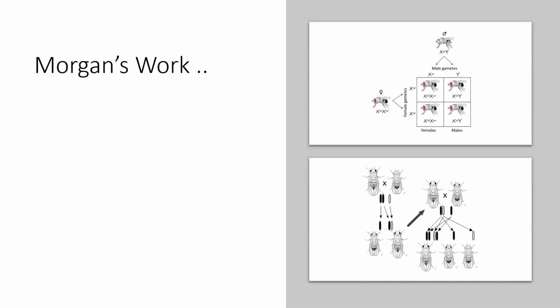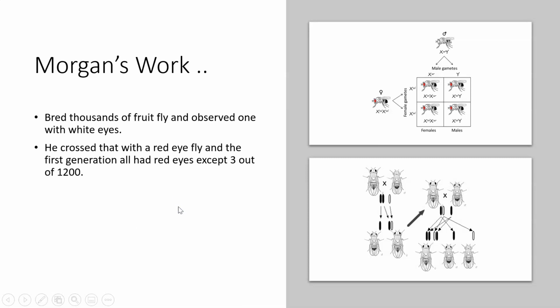So Morgan's work, he actually looked at sex linkage. He didn't know he was looking at sex linkage to start off with. He bred thousands of fruit flies and observed in those thousands only one with white eyes. So he decided to cross that one with white eyes with a red-eyed fly. And the first generation all had red eyes except for 3 out of 1,200 offspring.